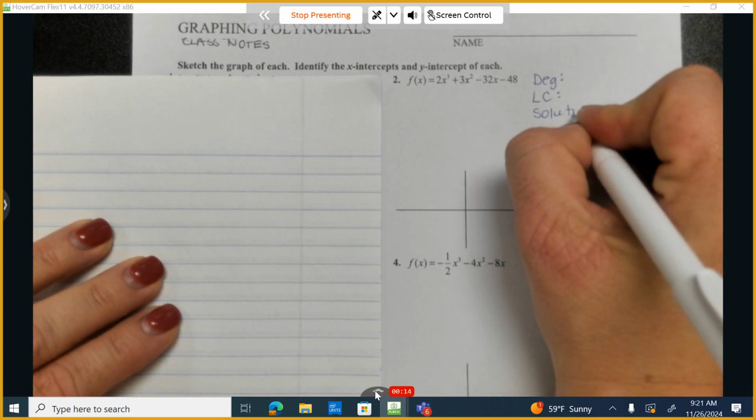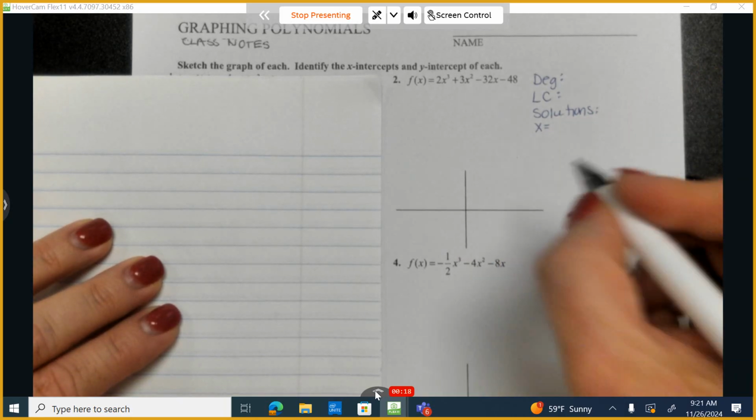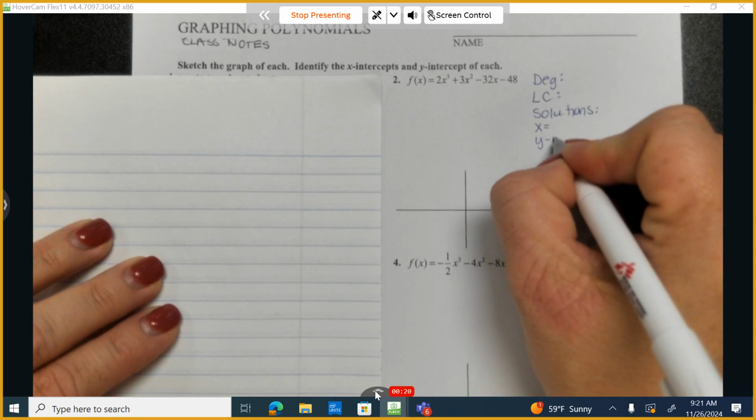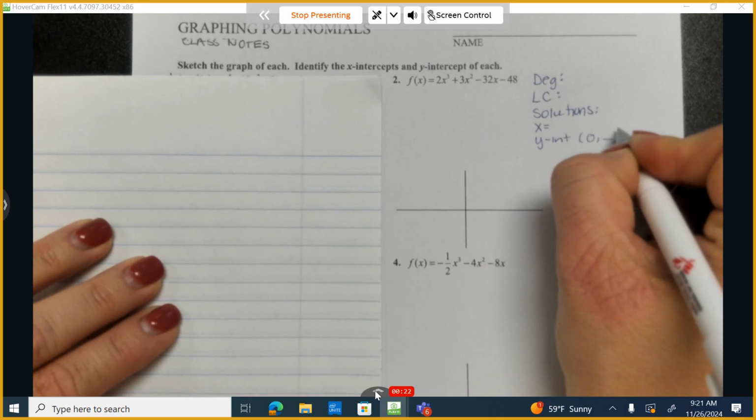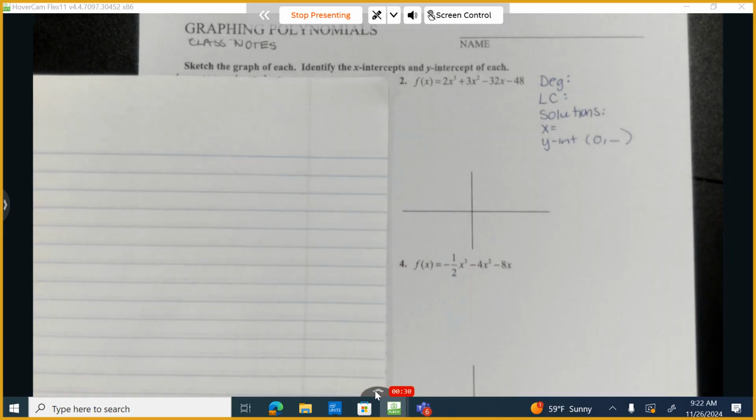Then I'm going to write down solutions. I'm going to list how many there's going to be, and will write the solutions at a later time, and I'm going to identify what the y-intercept is. My goal is to draw a rough sketch of this particular polynomial function.